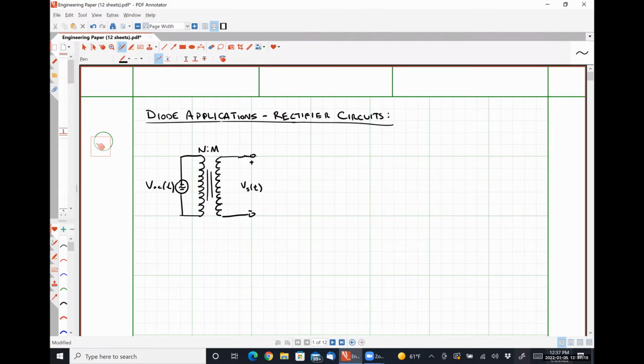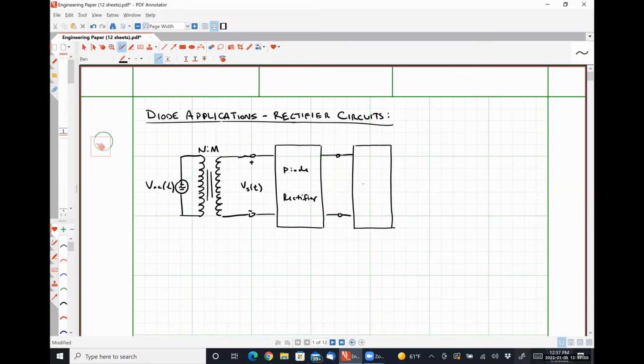So the secondary windings of our transformer are going to be connected to the input terminals of a diode rectifier stage, which is what we're going to talk about a lot today. And the output of the diode rectifier stage is usually connected to the filter stage. And we're going to see that we can largely lump these two stages together.